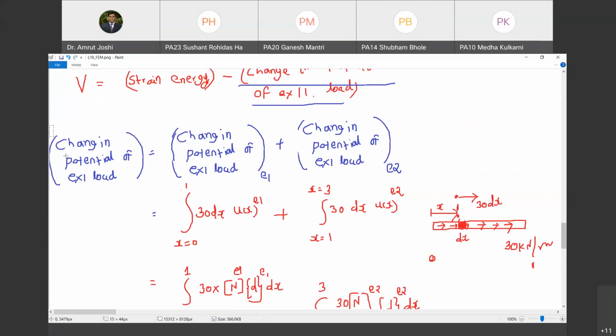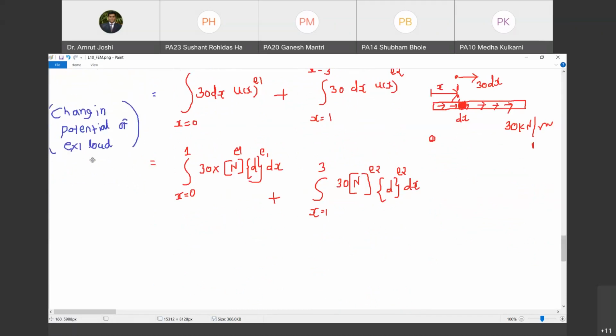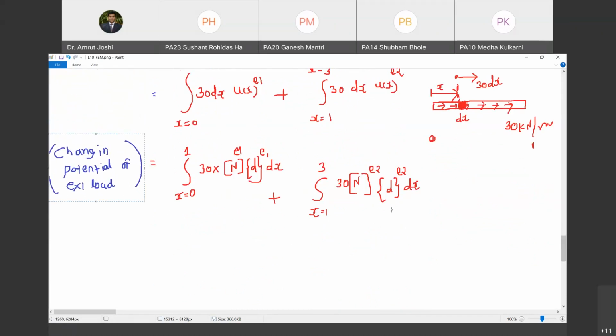So we have now expressed change in potential due to external load as a function of only nodal degrees of freedom u1, u2 and u3. You will understand that this d in first element involves u1 and u2. This d in the second element involves only u2 and u3. So therefore this total is only a function of u1, u2 and u3. Do you agree with me? Tell me if you agree with me. Type your response in chat box.